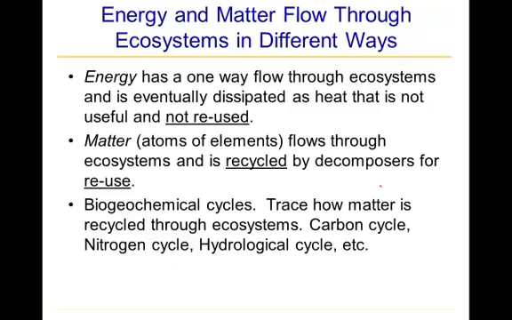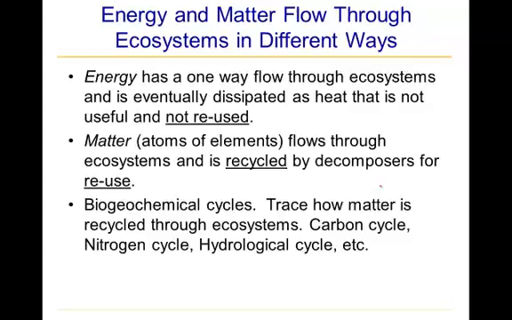Now, very importantly, I've already said that energy has this one-way flow through ecosystems and is eventually dissipated as heat that is not useful, can't do useful work, and is not reused. This is unlike matter. Matter is the atoms of elements, carbon and nitrogen and phosphorus, other things like that, which flow through ecosystems, and matter is recycled by decomposers for reuse. So energy and matter have very different fates going through different trophic levels, and you need to be able to understand and explain this.